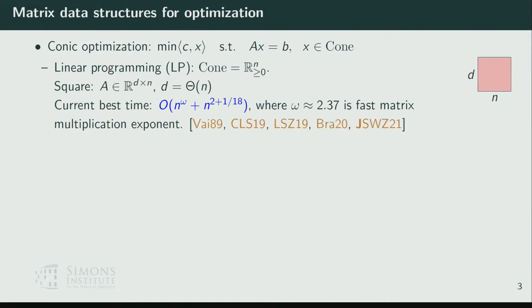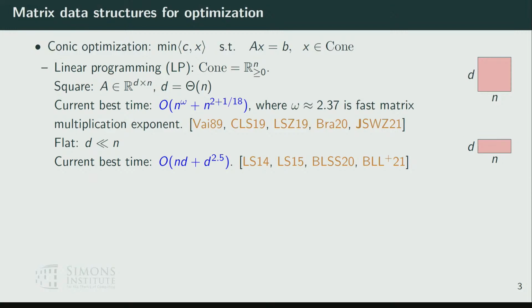And the current best algorithm for square dense LP, where the constraint matrix has roughly the same number of constraints as the number of variables, matches the current fast matrix multiplication time. So now it's n to the omega plus n to the 2 and 1 over 18. And these algorithms heavily use faster data structures. And there's also the other setting, the flat case, where there are many fewer constraints compared to the number of variables. In this case, the current best running time is nd plus d to the 2.5. So when n is large enough, larger than d to the 1.5, this basically matches the input size.